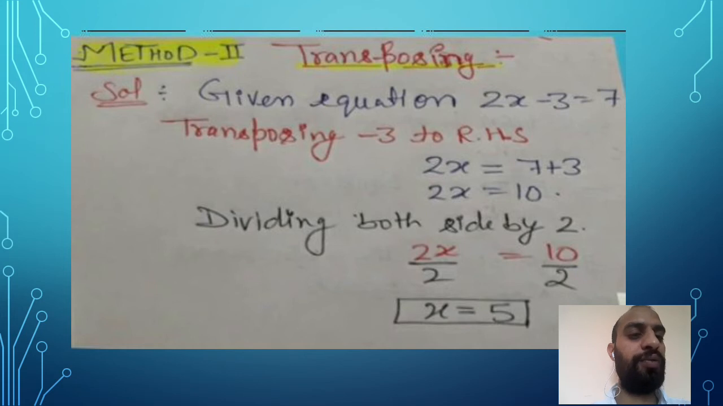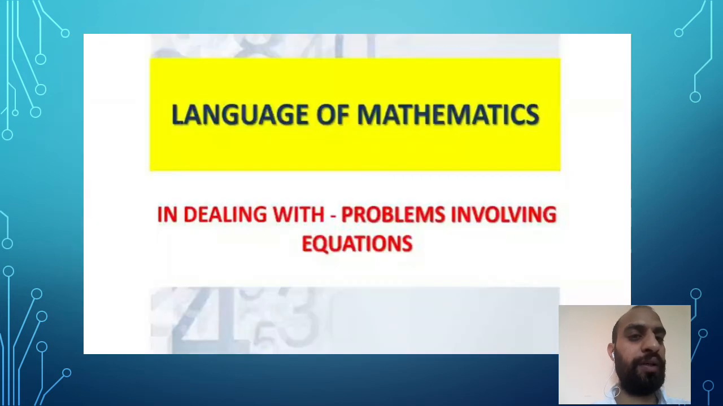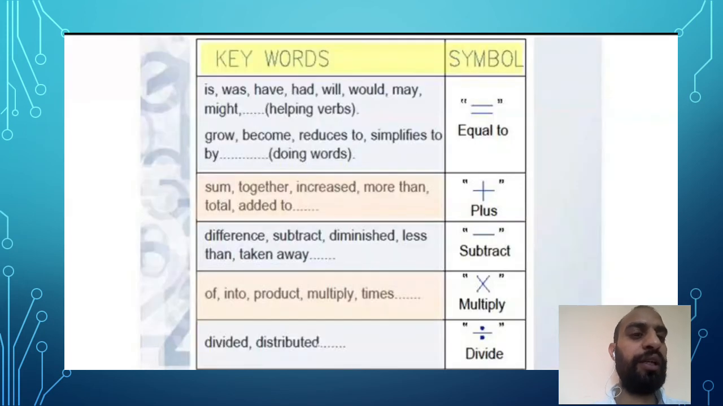So let's see where you have more problems. The language of mathematics in dealing with problems involving equations. How to make an equation here, most of the students feel problem. So this is very special for you from here onward. Just watch carefully. What are the keywords? They tell us where to put equals to, where we need to put plus sign, minus sign, multiply or divide. How do we come to know where it is required?